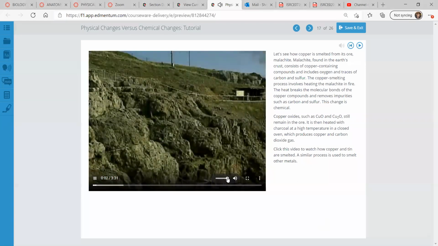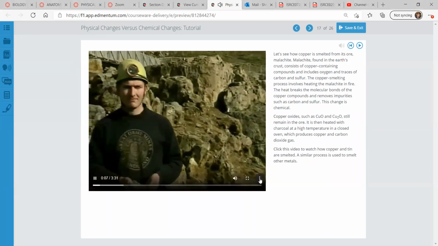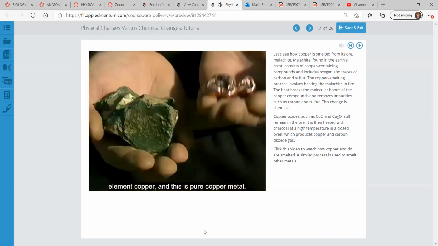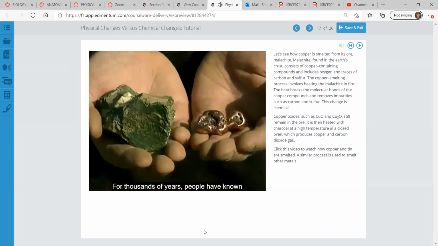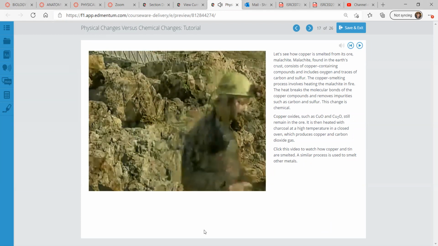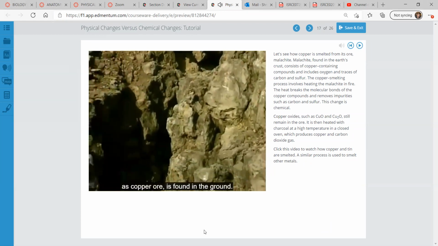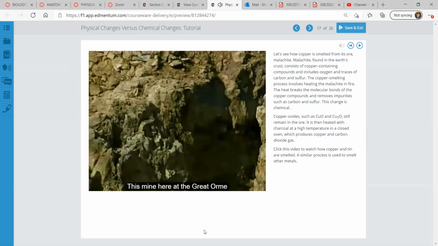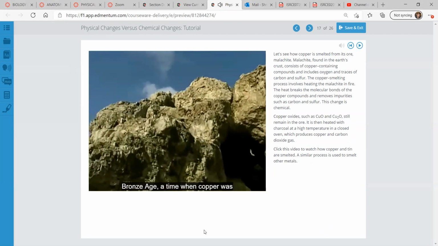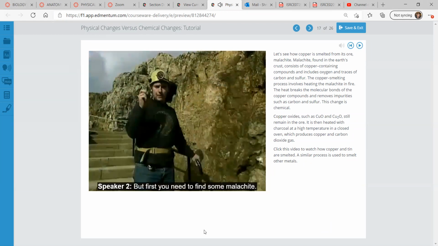Finding pure metal in the ground is rare. Most metals are combined with other elements in the Earth's crust to form rocks. This is malachite and it contains the element copper, and this is pure copper metal. For thousands of years, people have known how to extract this metal from the rock. Malachite, otherwise known as copper ore, is found in the ground. This mine here at the Great Orme in Llandudno dates back to the Bronze Age, a time when copper was used for making tools and weapons. But first, you need to find some malachite.